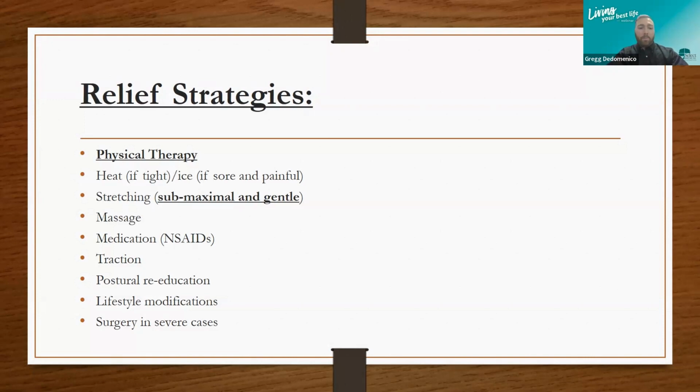And again, medications, postural reeducation, lifestyle modifications. Now, I've included traction on here, and this is kind of an area of division for physical therapists.